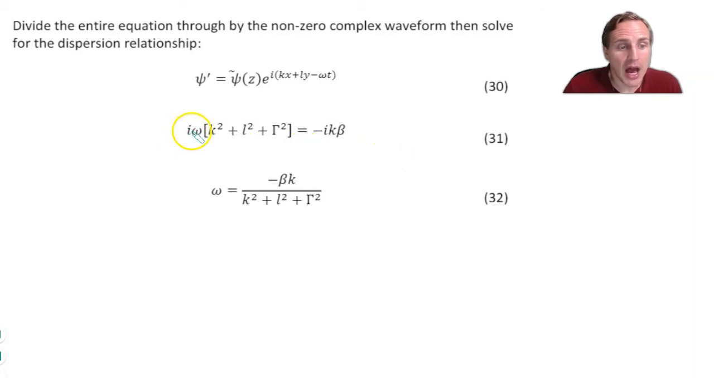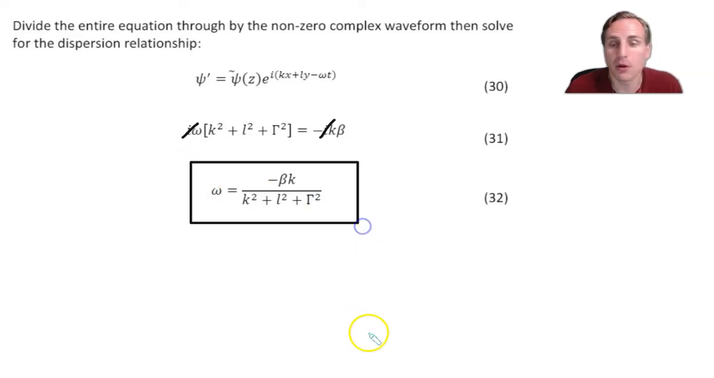So it's I omega k times k squared plus L squared plus gamma squared equals minus I k beta. Well, you can divide out the complex number I from both sides, and then divide by this k squared plus L squared plus gamma squared. So notice we do indeed get the expression we were looking for. So this is the dispersion relationship.